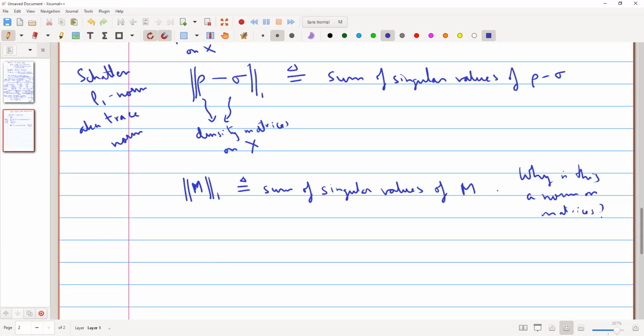The difficult thing is to show the triangle inequality. I have matrices M and N. Why should the norm of M plus N be less than or equal to the norm of M plus the norm of N? Because the singular values of M plus N are not related in any nice fashion to the singular values of M or the singular values of N. You can definitely not say that the singular values of M plus N are the corresponding sums of the singular values. Yet it is true that this is a norm, and we'll see why.